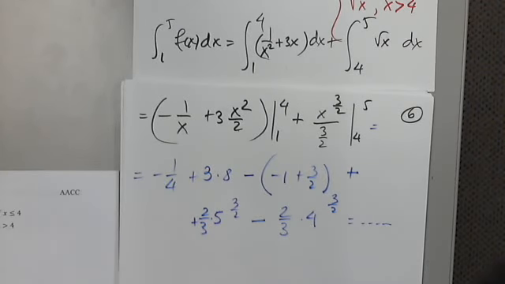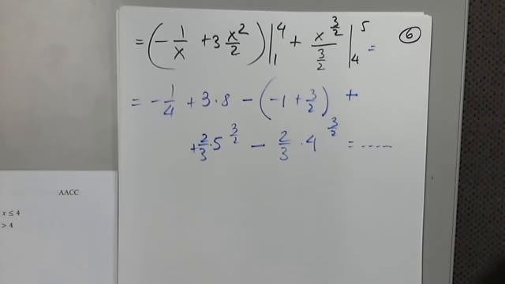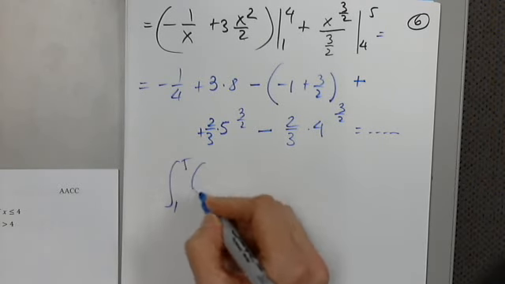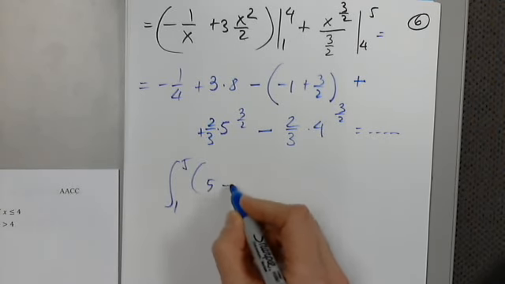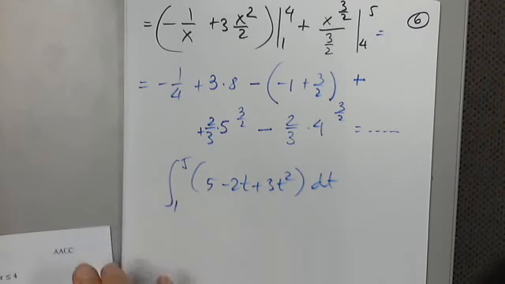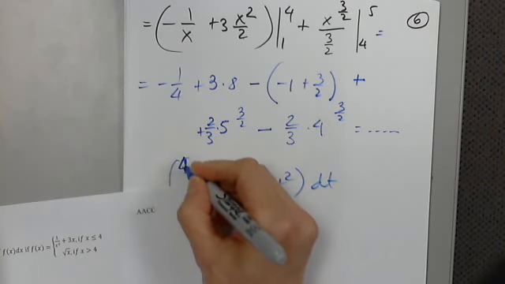Okay, evaluate the integrals or find the general antiderivative. The integral from 1 to 5 of 5 minus 2t plus 3 squared dt. It's problem 4a. Oh, just one more word, just 1 to 4. Yes. Sorry about that.